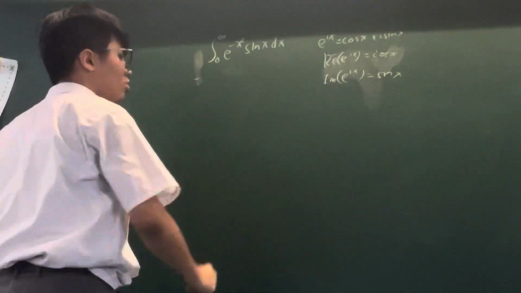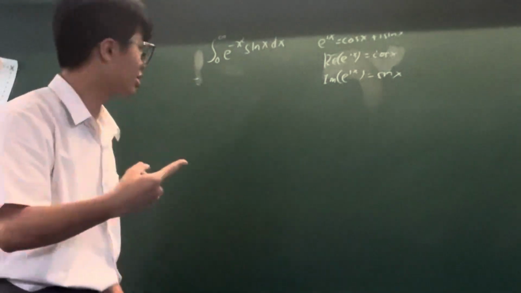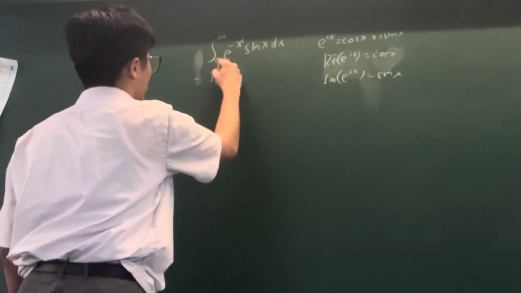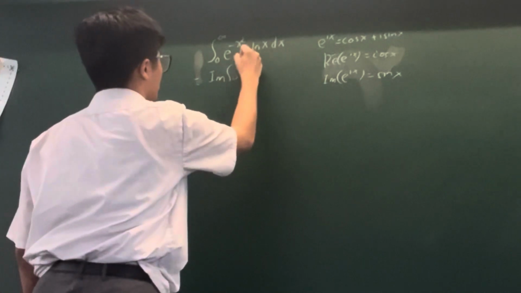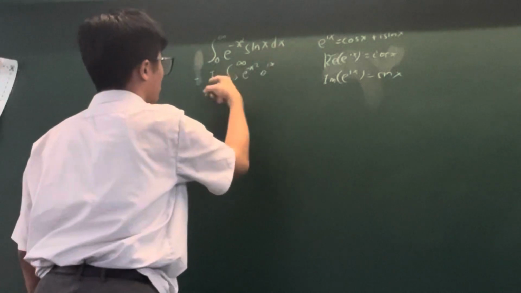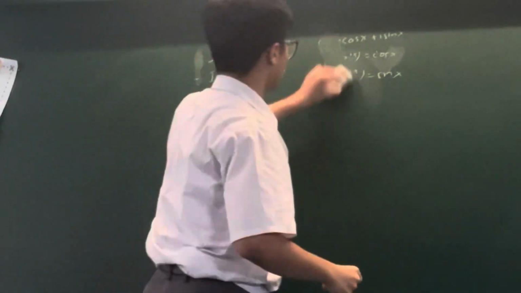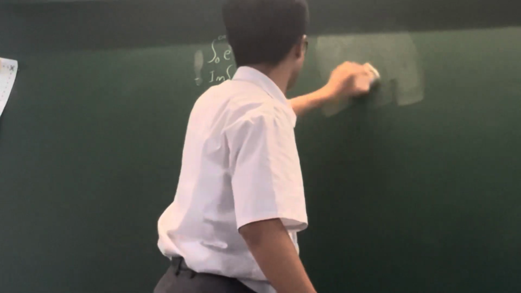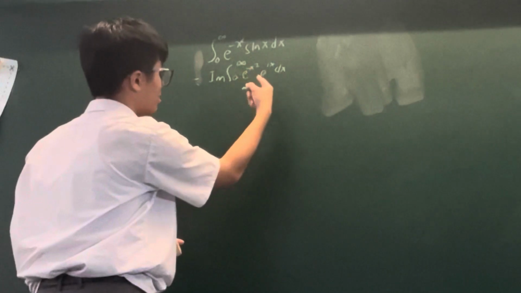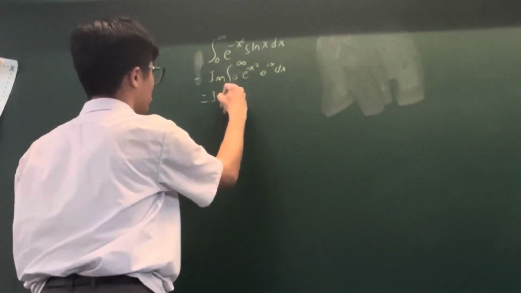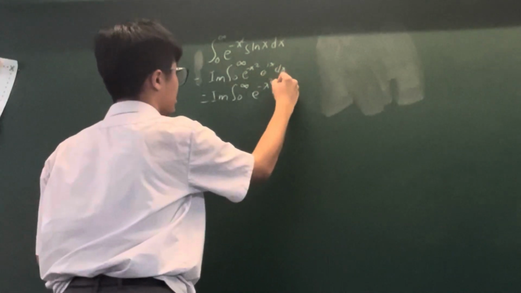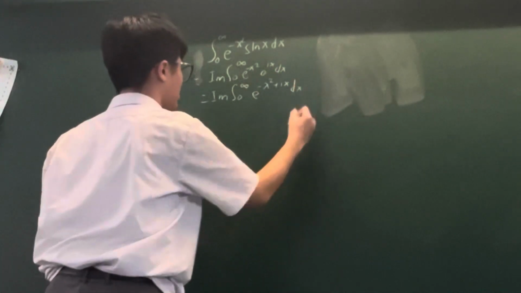So we actually have a property that you can put Im outside the integral, which is Im of the integral of e to the power of negative x squared times e to the power of ix. I'm going to erase this a little bit. Because e to the power of something times e to the power of something, we can add the powers, which gives e to the power of negative x squared plus ix.